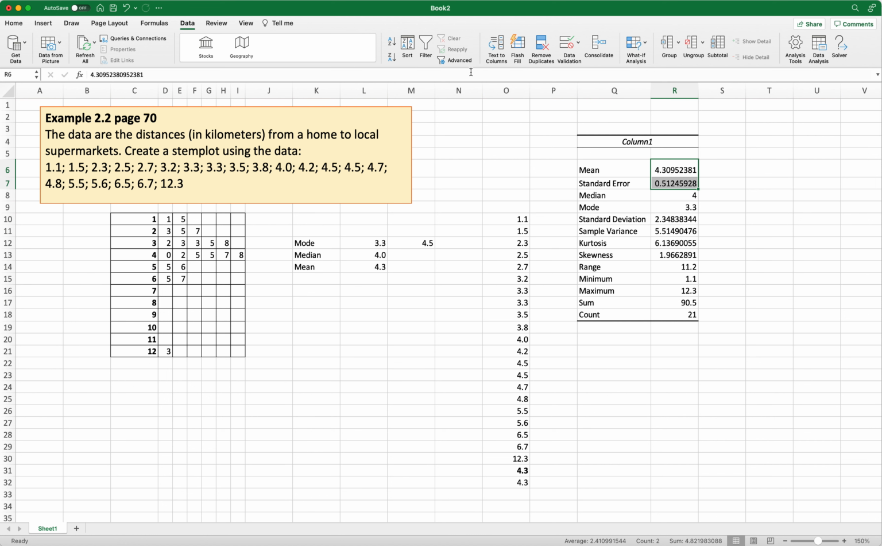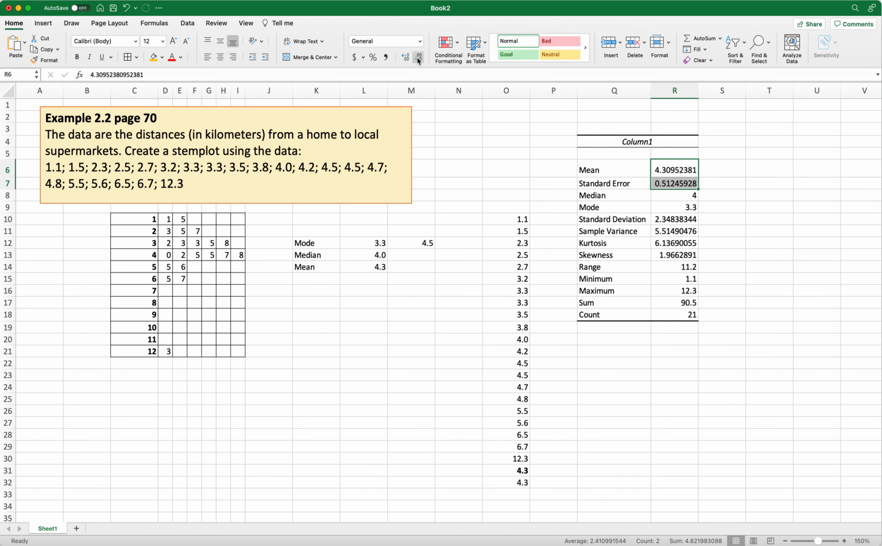Again, let's reduce things to one decimal place. The median is 4. The mode is 3.3. It did not include both of them. We've included both of them. The standard deviation and all these measures of dispersion, which we haven't talked about, are next. Skewness and kurtosis. The skewness is 2, which probably accounts for this point way out here.